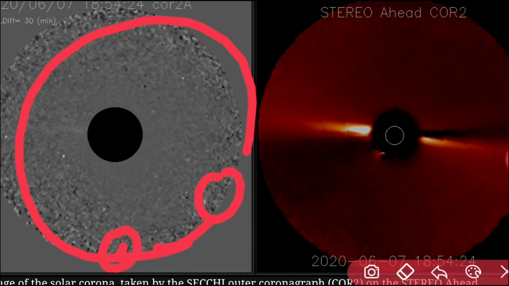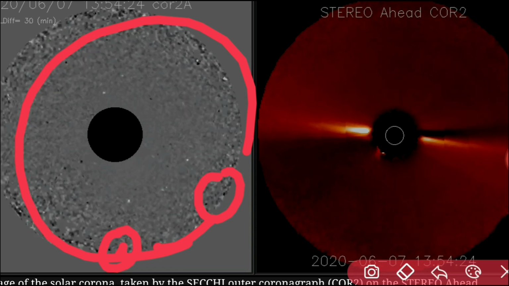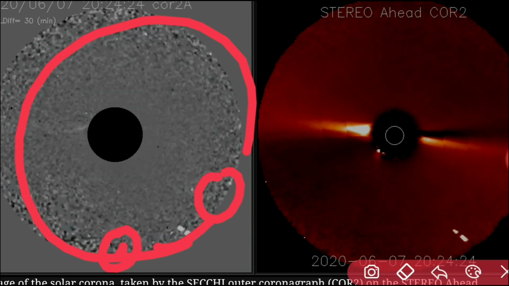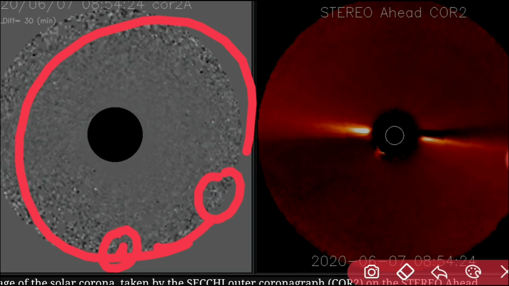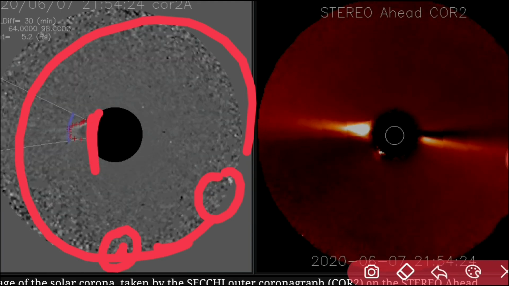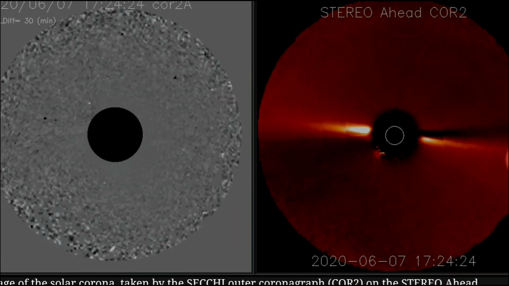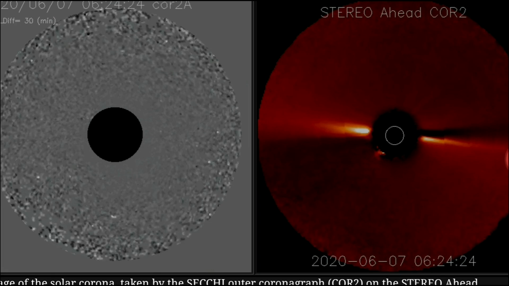They call it STEREO Ahead. That's why it's called STEREO A. It's kind of flip-flopped when we're talking about directions in space. If you're talking about the sun, believe it or not, guys, the left side of the sun they call the east limb. It is reversed. It's just about how your perspective is.